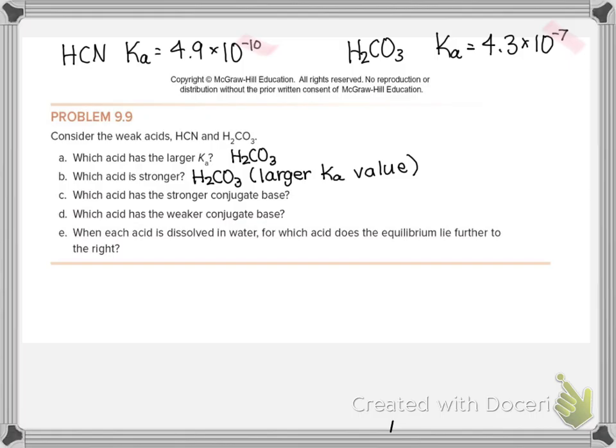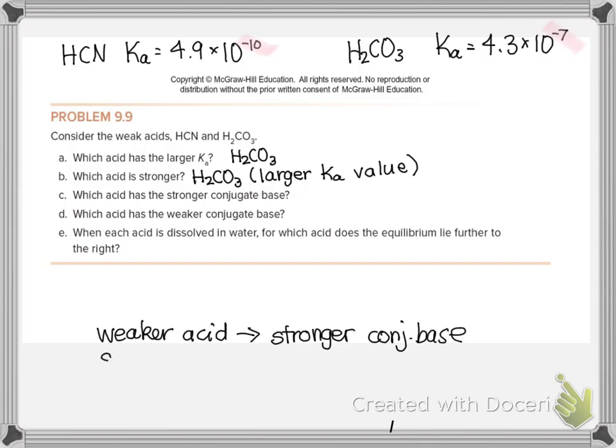Then it says, which acid has the stronger conjugate base? Now, in a previous video, we talked about this relationship. So the weaker acids will have a stronger conjugate base. And the stronger acid will have a weaker conjugate base. It's the opposite relationship.